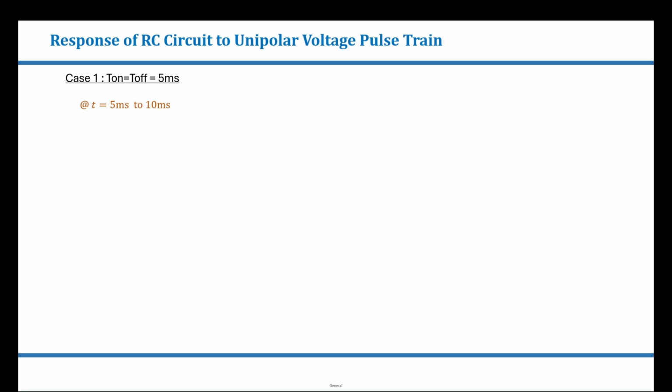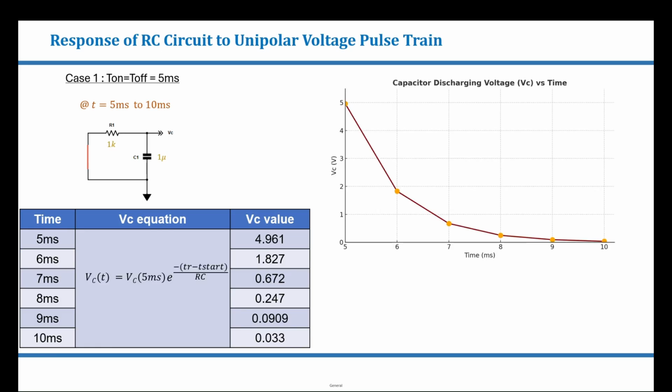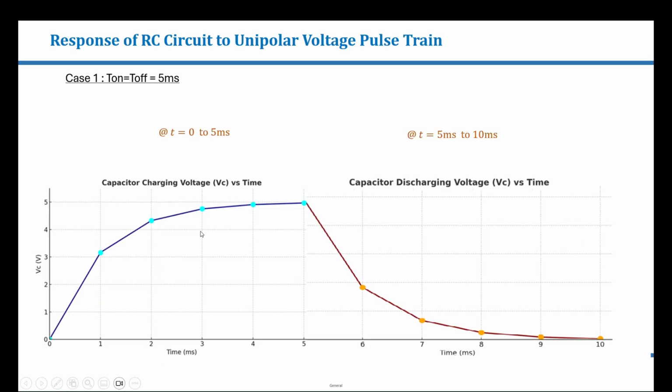Now, between 5 milliseconds to 10 milliseconds, the voltage source is replaced by a short circuit and the voltage across the capacitor can be calculated using the following equation. Since between 0 to 5 milliseconds the capacitor gets charged to 4.96 volts, that is multiplied with this exponential factor. And we can see that on plotting these points, the voltage across the capacitor is exponentially decreasing. This is how the voltage across the capacitor looks for one cycle of on and off time.